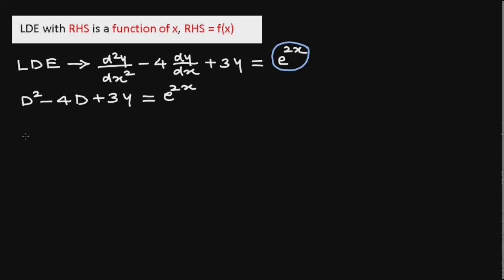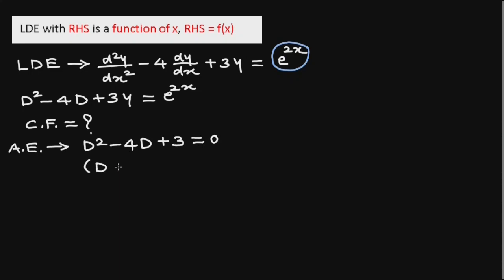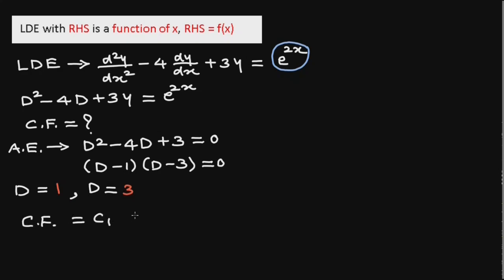First, we will find the complementary function. For that, we shall need the auxiliary equation, which is D square minus 4D plus 3 equals 0. After factorizing, D minus 1 into D minus 3 equals 0. That gives D equals 1 and D equals 3. So the complementary function will be c1 e raised to 1x plus c2 e raised to 3x.